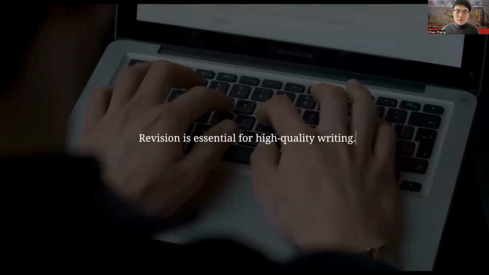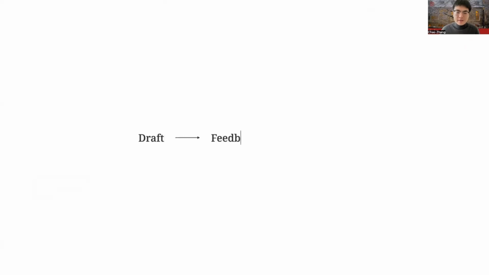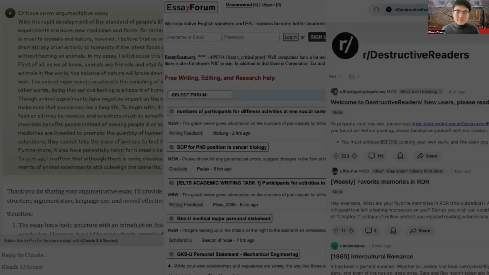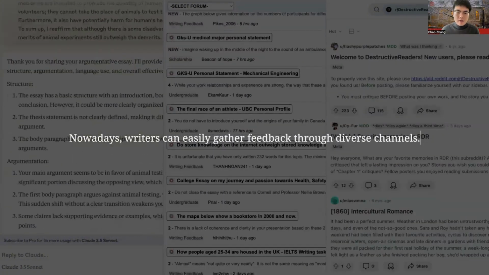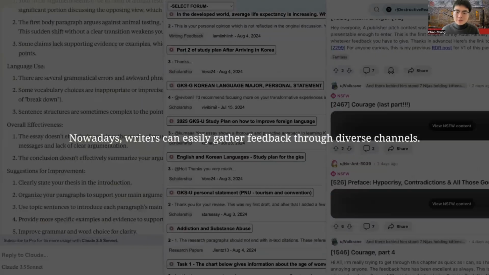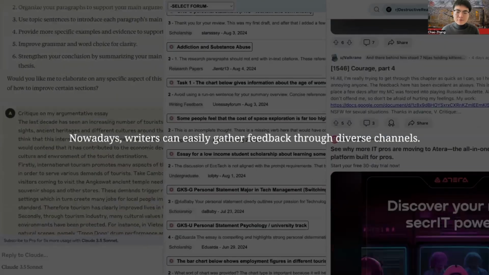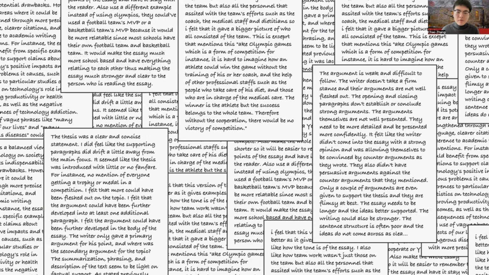So, as we all know, revision is essential for high-quality writing. The reviewing process involves gathering feedback and making changes to address identified issues. Today, writers can easily get feedback from online communities, crowdsourcing platforms, and even AI. Writers share drafts and receive input, often in the form of free text comments. However, the scale and variability of collected feedback can be overwhelming, especially for novice writers.